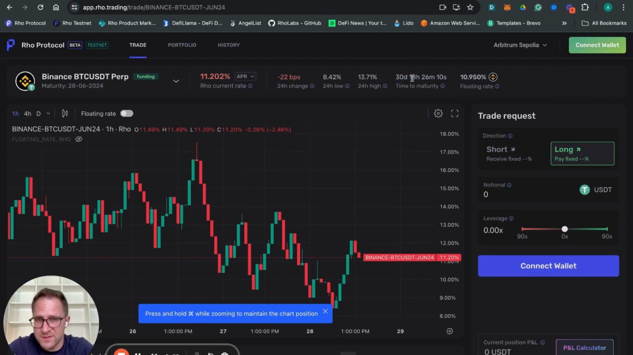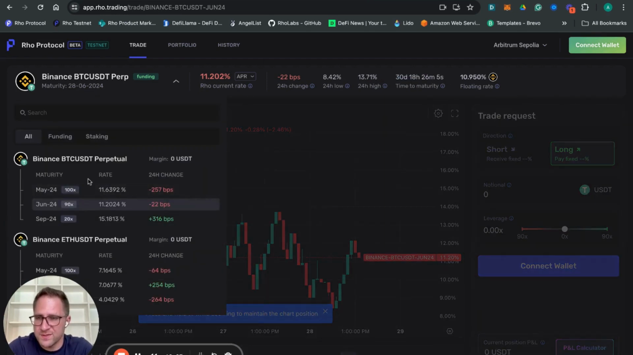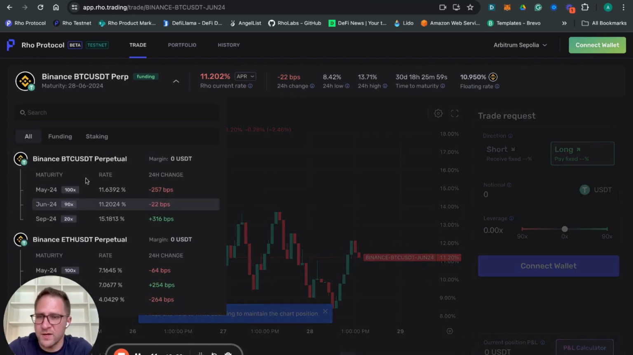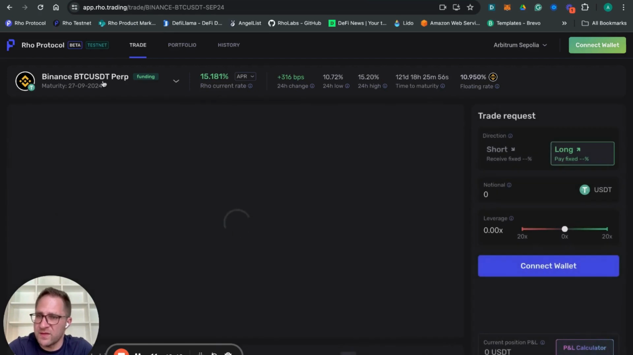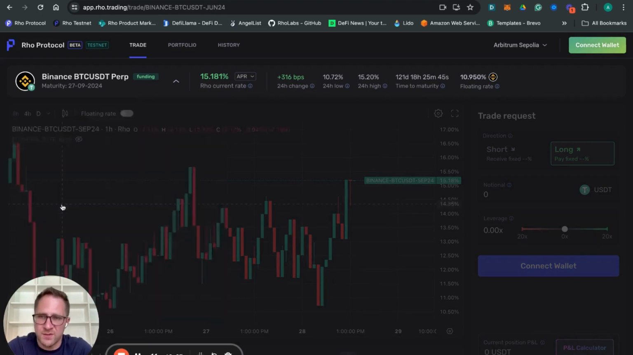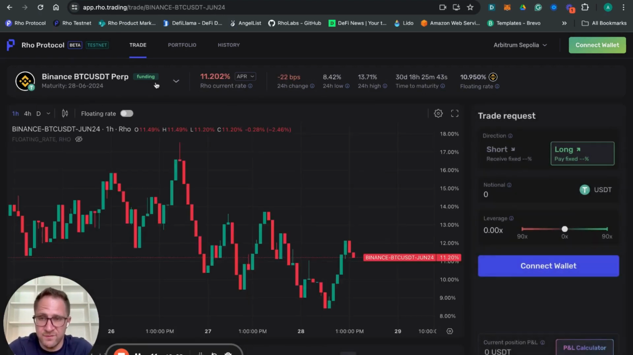There is a time to maturity ticker, so there is just over 30 days left till this instrument matures at the end of June. Note that you can also see the day on which the instrument matures over here. This is 28th of June 2024. For another instrument, for example, September 2024, we are looking at the maturity on 27th of September 24. That's the last Friday of the month. That's typically when the monthly and quarterly futures mature. So we follow the same convention. If, for example, you want to stay in position over the weekend when the previous future has matured, you can always roll into the next future for the next month, but that's probably for another video.